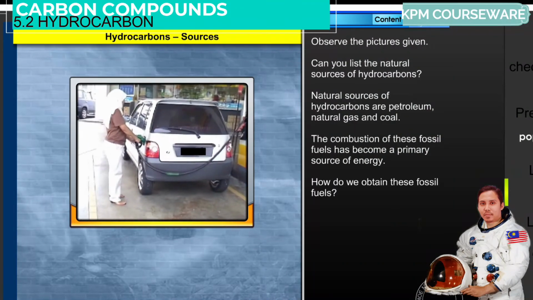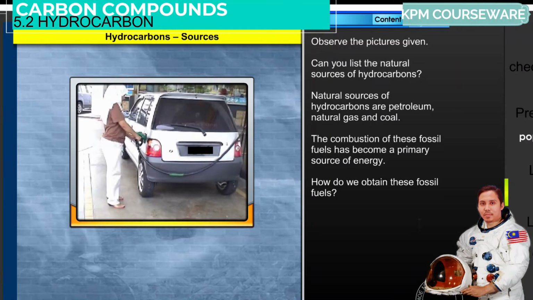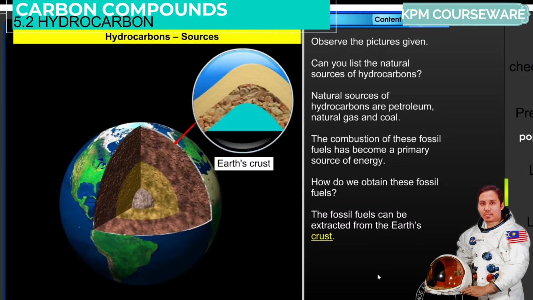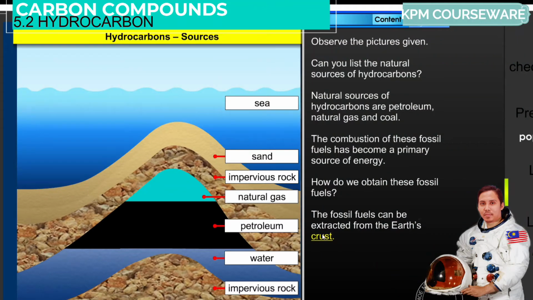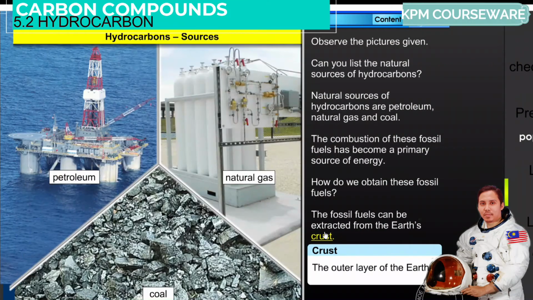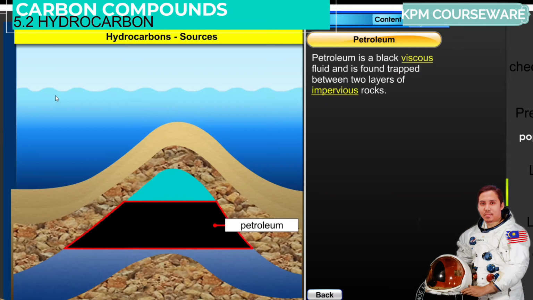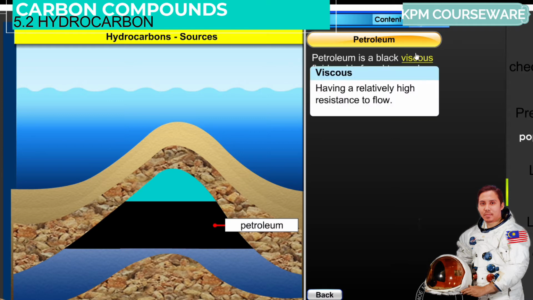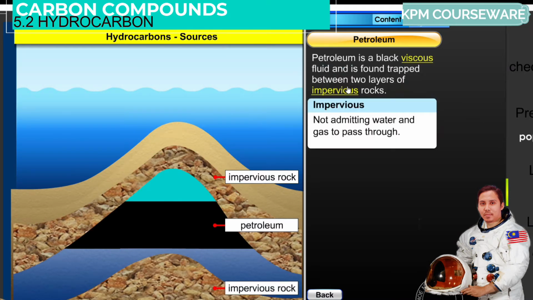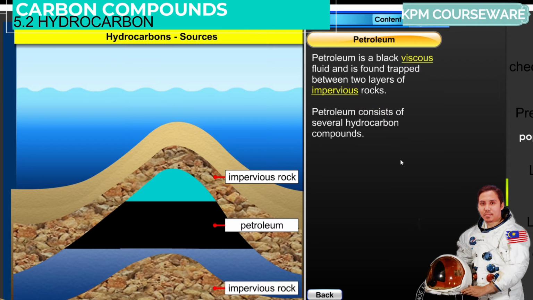How do we obtain these fossil fuels? The fossil fuels can be extracted from the Earth's crust. Click on each picture to know more about the sources of hydrocarbons. Petroleum is a black viscous fluid and is found trapped between 2 layers of impervious rocks. Petroleum consists of several hydrocarbon compounds.